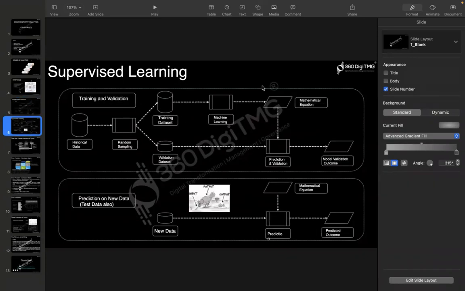Here in the supervised learning, the training and validation data is seen. You can understand by this diagram. First we start with historical data, then we do sampling and random sampling. Then we divide the training data set and validation data set. We apply some machine learning algorithms, then we predict and validate through mathematical equations. Then we can validate the outcome of our model.